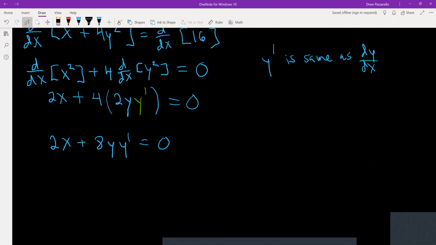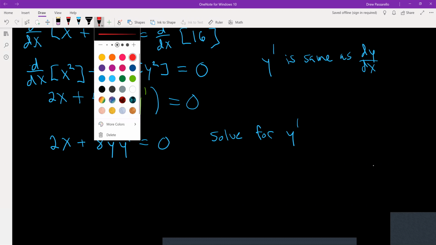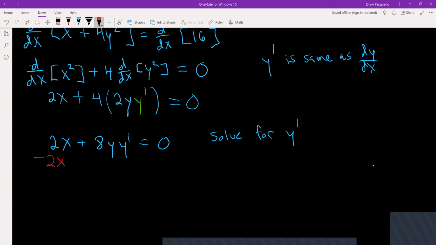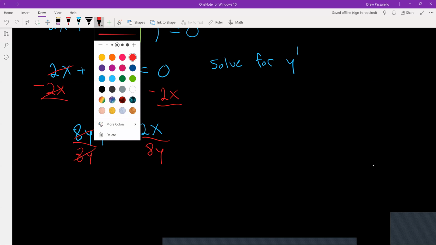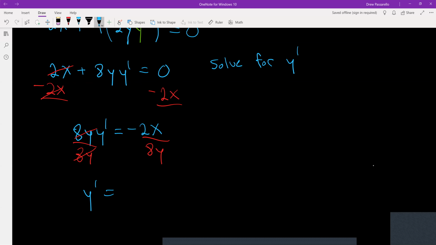And the goal is to get y prime by itself. We need to solve for y prime. So I'm going to bring any terms that do not have y prime over to the right side. So I would subtract 2x. Then I have 8y y prime equal to negative 2x. Now, if I want y prime by itself, I need to get rid of the 8y. So I divide both sides by 8y. Then I have y prime equal to, and then you reduce negative 2/8, so it'll be negative x over 4y. And that's it. That's going to be our answer.